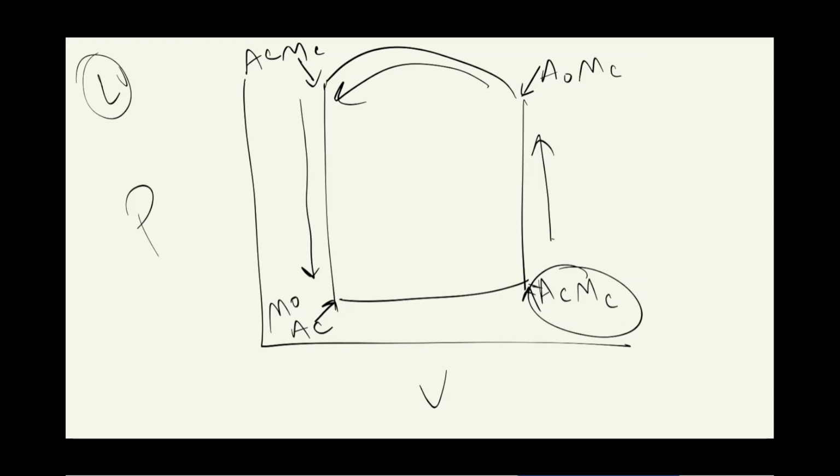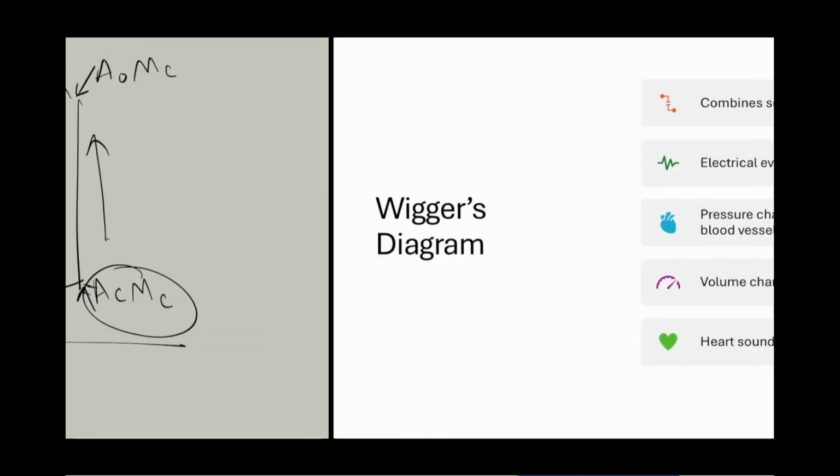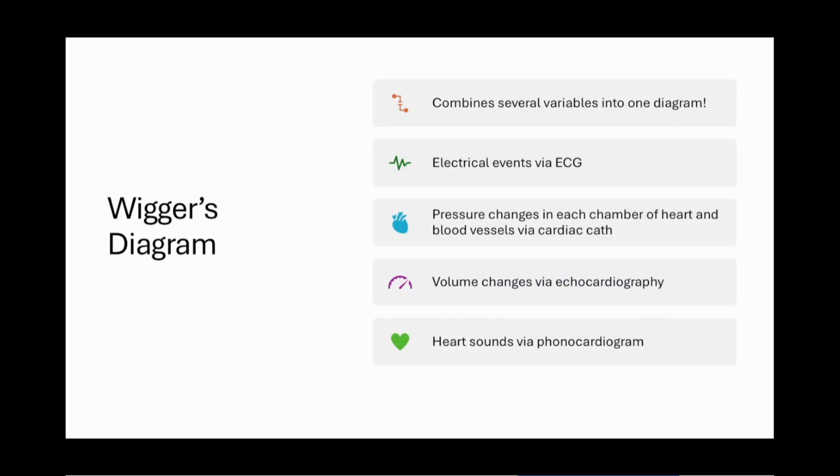We're going to keep adding to this graph here, more and more to it. So it's a very, very good graph. Make sure you understand the different properties. There's a diagram called Wigger's diagram. What it does is combine all these different things into one really nice graph. It has electrical events via the ECG, pressure changes in each chamber, volume changes, what's going on with the volume in these chambers, and finally the heart sounds. When do the heart sounds line up on this Wigger's diagram?